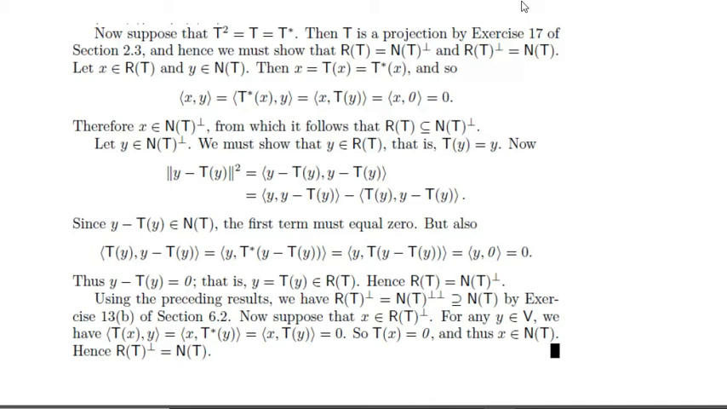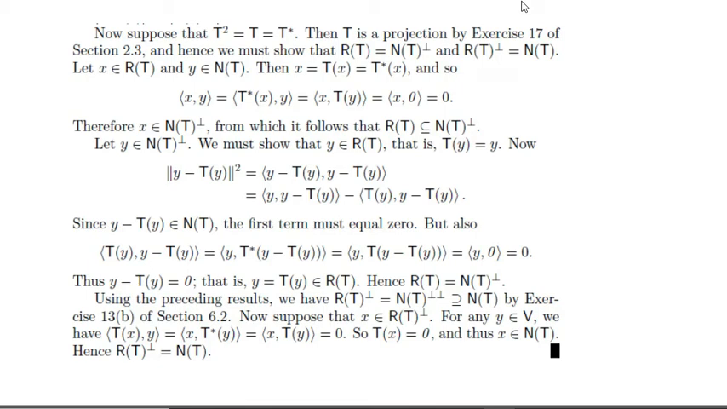For the second part, if T squared is equal to T is equal to T star, you want to show that RT is equal to NT perp. So you have to first show that RT is contained in NT perp. Take any element of RT, take the inner product with an element of NT, and you will see it comes out to be 0. So we get that RT is contained in NT perp.